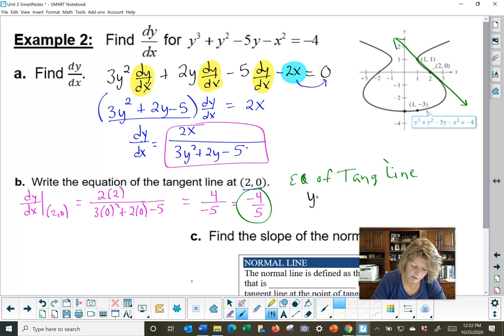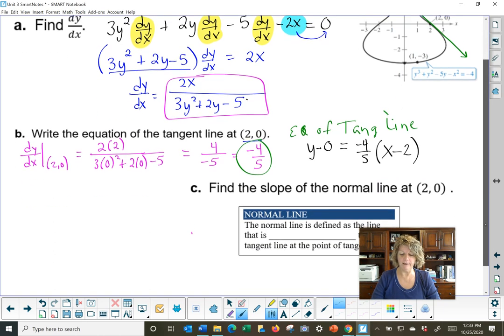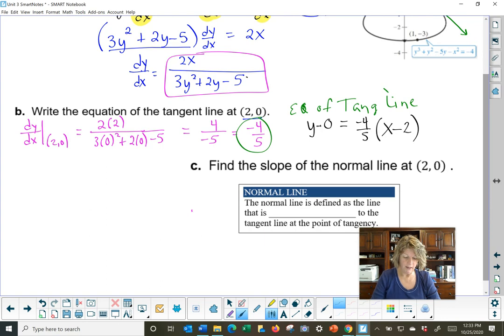Now, y minus y1, the y1 value is 0, equals the slope, negative 4/5. By now, we've written so many equations of tangent lines that I'm hoping you aren't wondering where she is coming up with this stuff. If you are, highlight it, post it, and ask me. Hang on 1 second. All right, we've got the equation of the tangent line. I realize it could be simplified. If you feel like doing it, go ahead. Part C says find the slope.